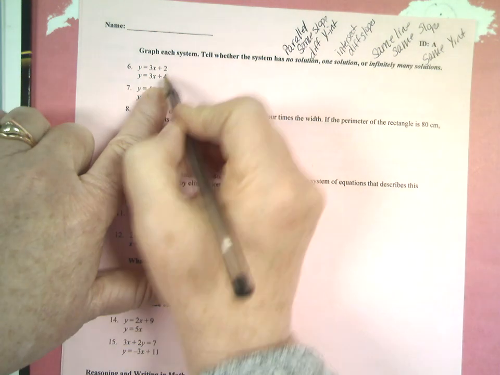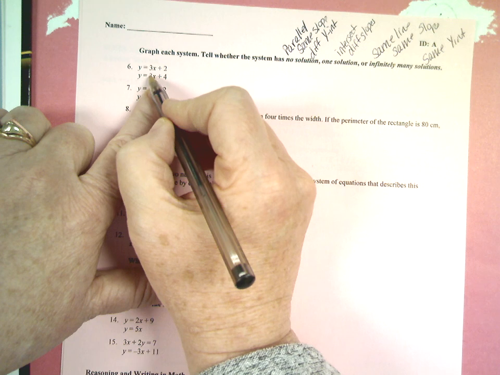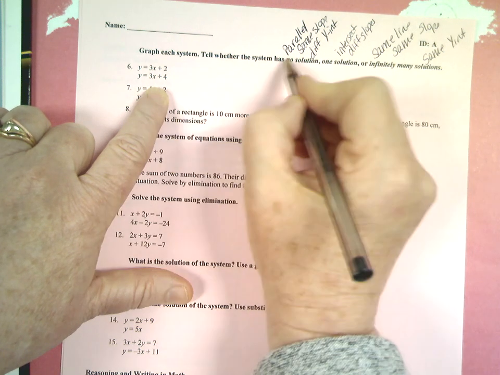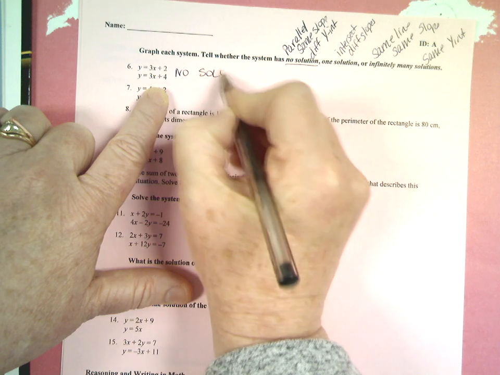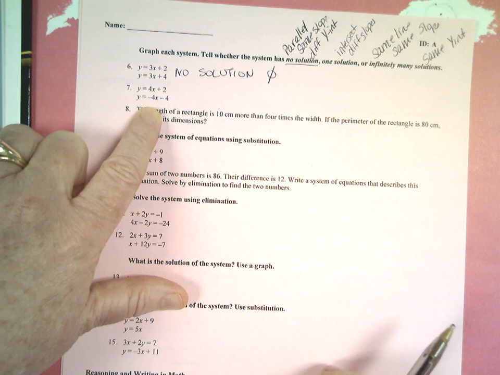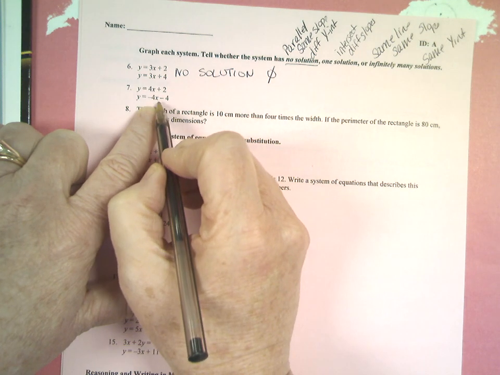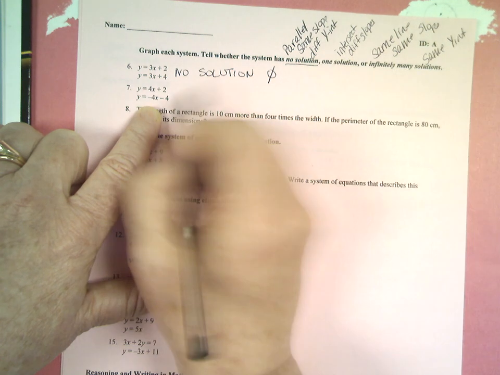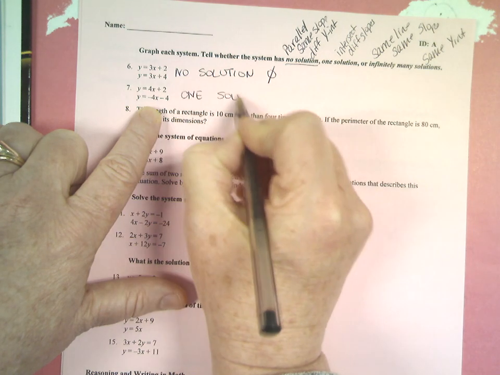So let's look at this one. There's your y-intercepts. They're different. There's your slopes. They're the same. So same slope, different y-intercept. That's this option. This one is no solution. You might write it like that. The next one says y equals 4x plus 2 and y equals negative 4x minus 4. They have different slopes, so they're going to have one solution.